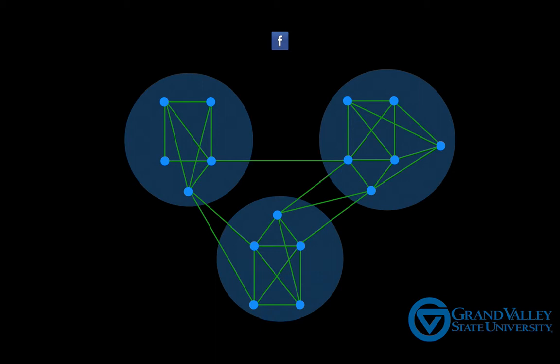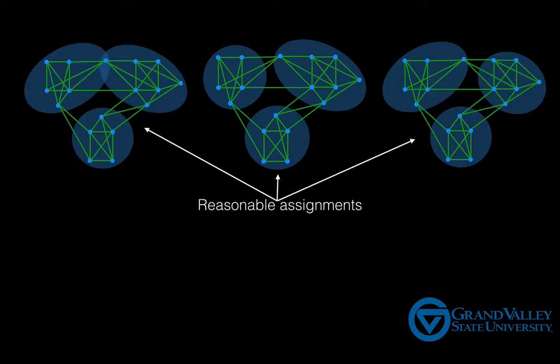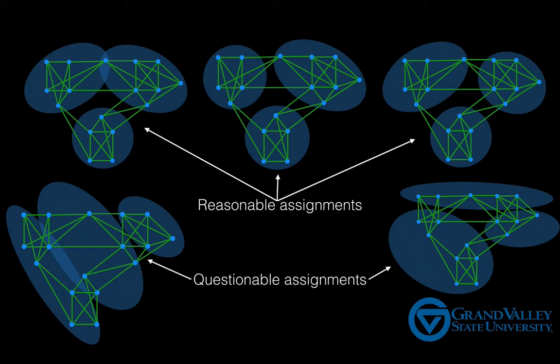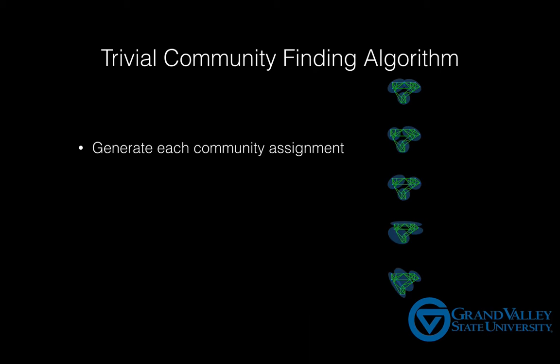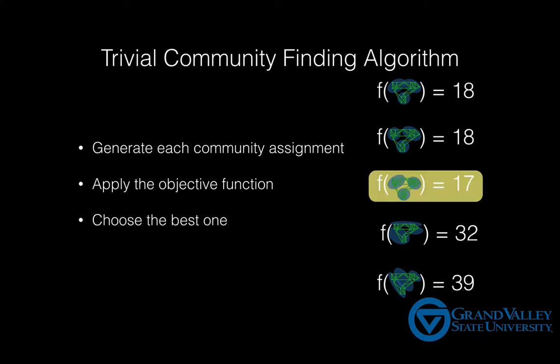For a given social network, there are many possible community assignments, some of which are reasonable, but many of which aren't, in that they don't appear to describe how the nodes of the network interact. Notice it's not clear at a glance which of the top 3 assignments best describes the network's community structure. As explained in the introductory video, we need an objective function to quantify the quality of a community assignment. The simplest community finding algorithm is to simply generate all possible community assignments, apply the objective function to each one, and choose the best one.